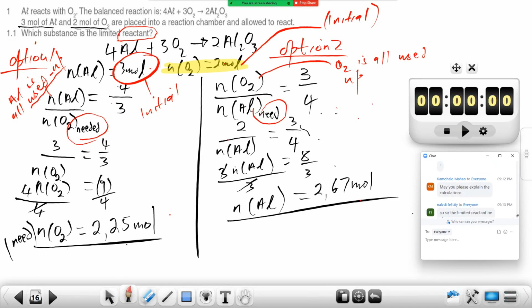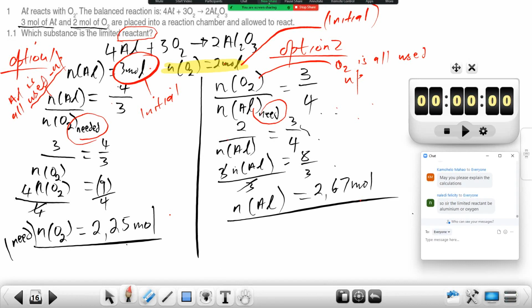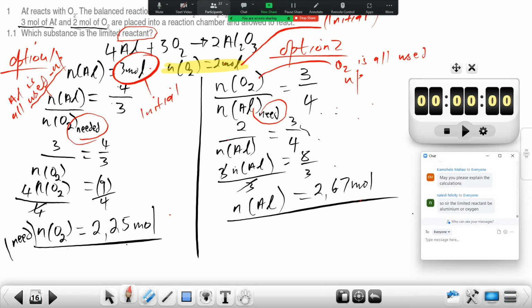So does this mean oxygen is the limiting reactant? We will come there. Now lady is asking, so say the limiting reactant, is it aluminium or oxygen? Now lady, kindly analyze the two calculations, ne? And decide on the answer. We'll answer you now. I'm going to take hands. I saw a hand from Jerry.